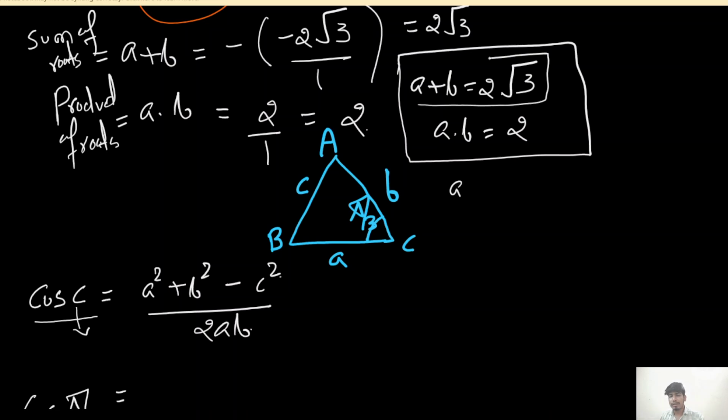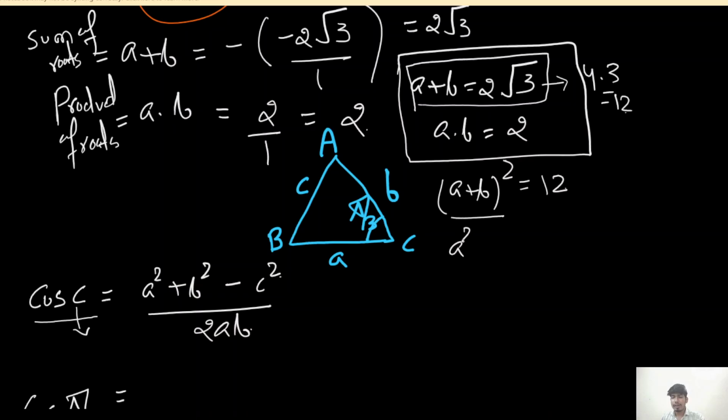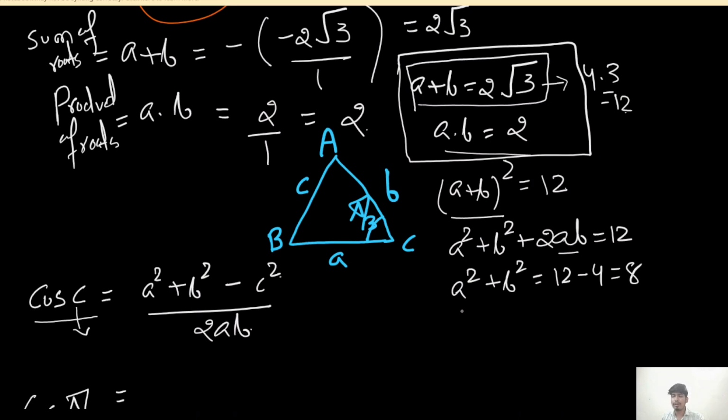Then square both sides in this equation. What we get: (a plus b) whole square is (2 root 3) whole square, which means 12. Okay, (2 root 3) whole square is 4 into 3, that is 12. Then expand this, we get a square plus b square plus 2ab is equal to 12. Then we know ab is 2, so put ab is 2: a square plus b square is 12 minus 2 into 2, which is 4, so the value is 8. Means a square plus b square is 8.